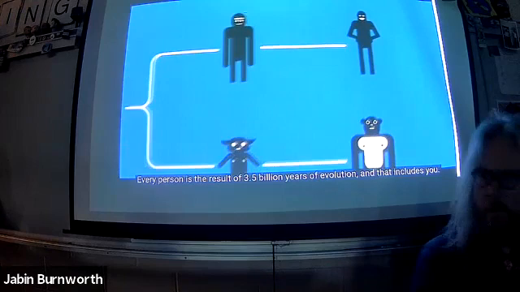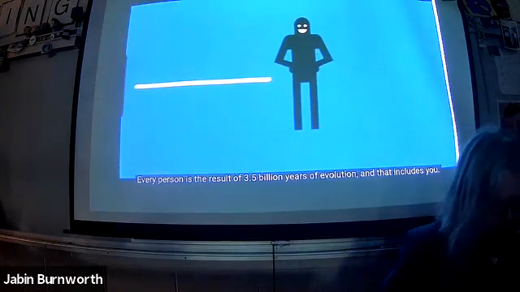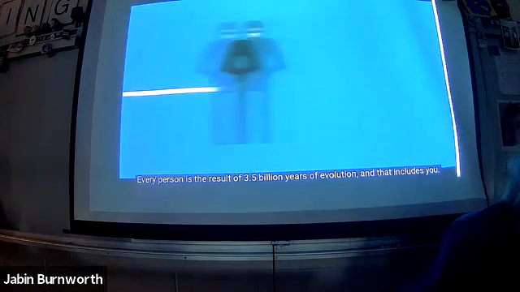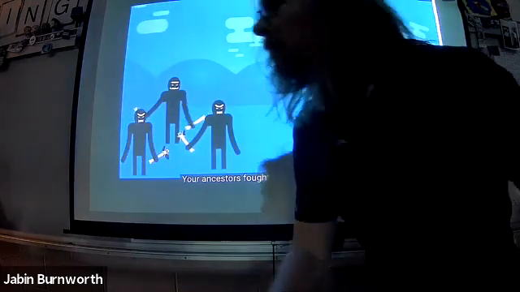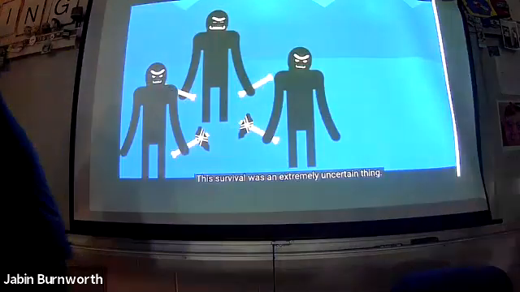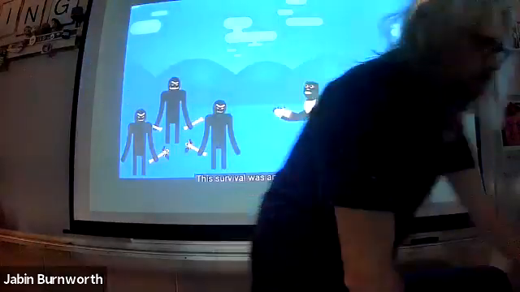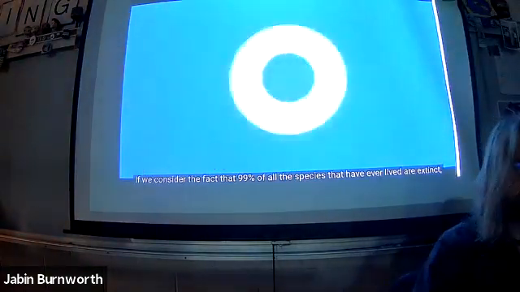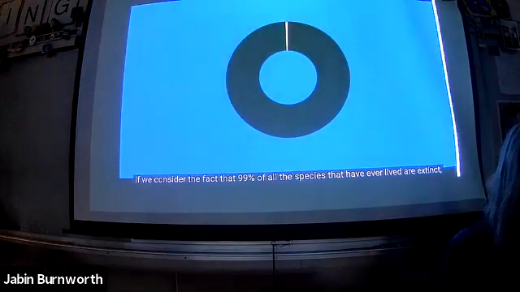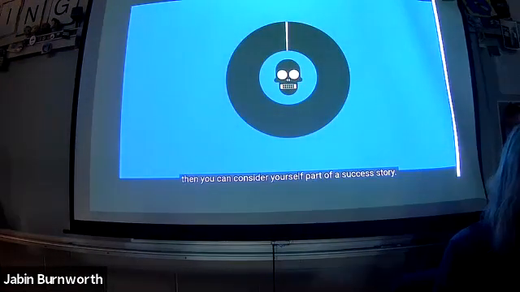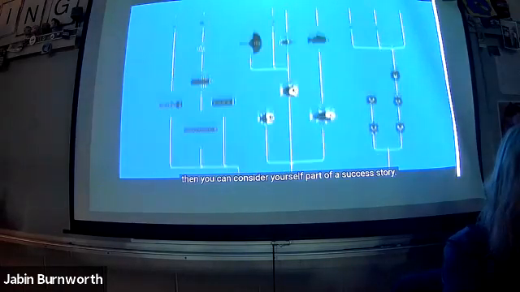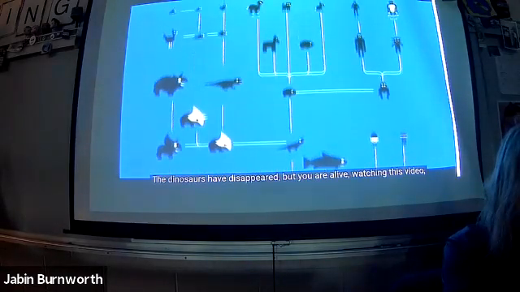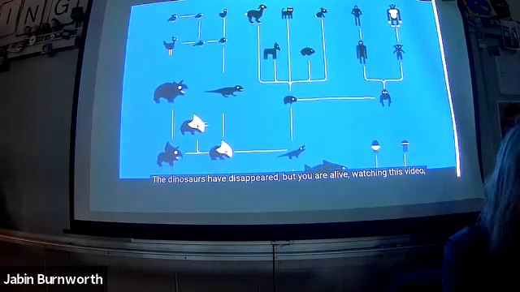Every person is the result of 3.5 billion years of evolution. And that includes you. Your ancestors fought and adapted in order to survive. This survival was an extremely uncertain thing. If we consider the fact that 99% of all the species that have ever lived are extinct, then you can consider yourself part of a success story. The dinosaurs have disappeared, but you are alive, watching this video.